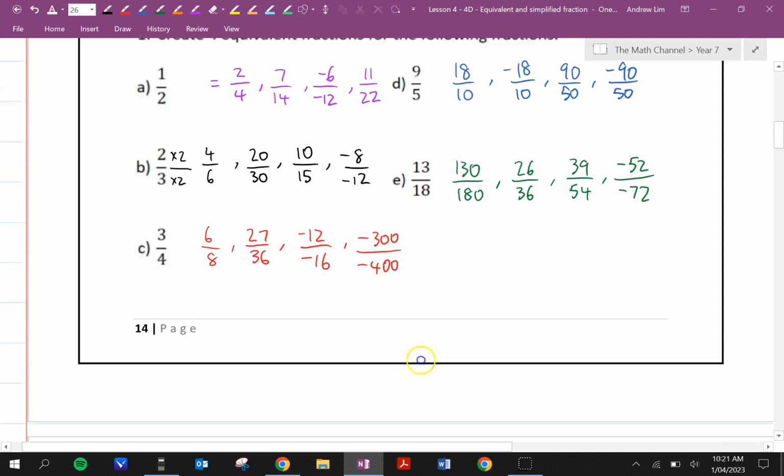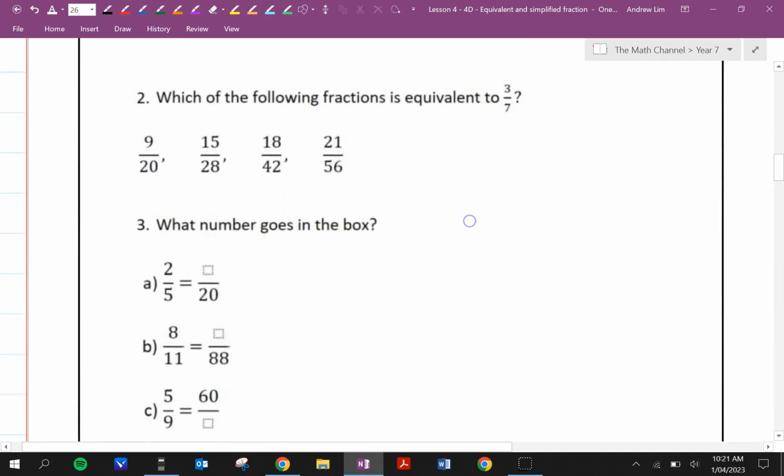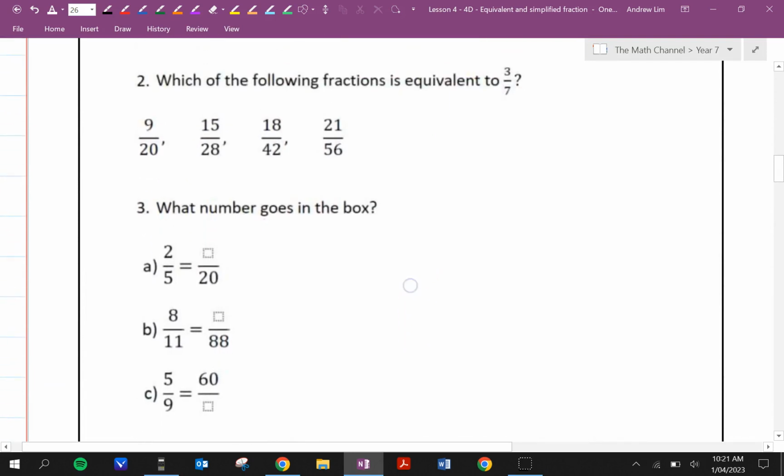Alright, I hope you're feeling a little bit more confident in creating equivalent fractions. Can I get you to see if we can answer these questions here? Which of the following fractions is equivalent to 3/7, and what number goes in the box for A, B, and C? Pause the video and have a go.